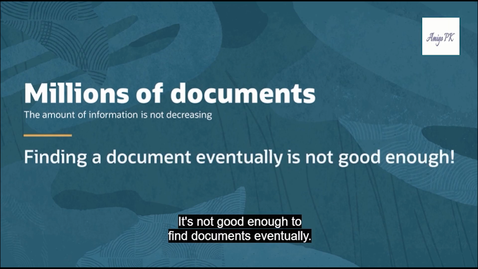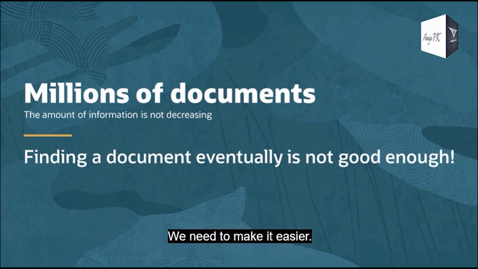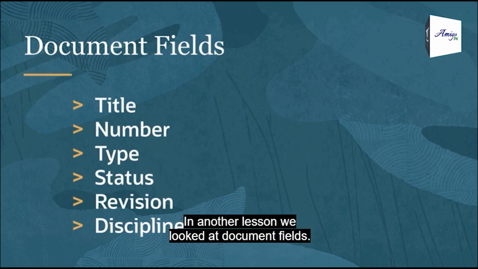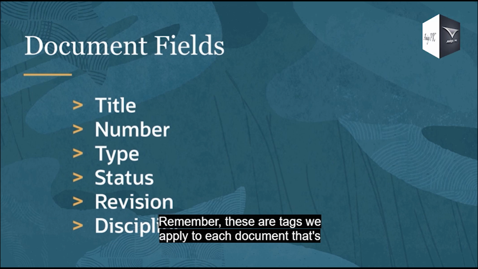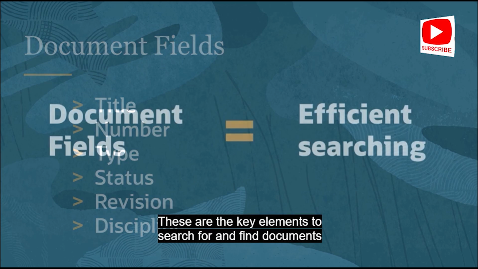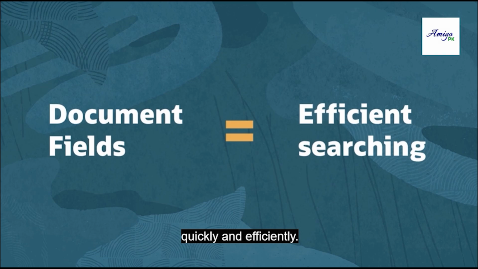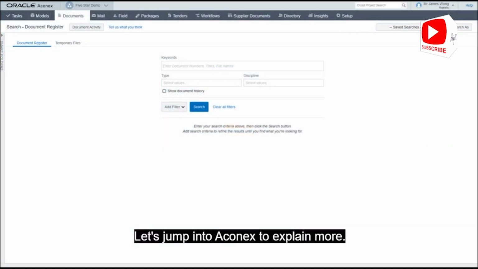It's not good enough to find documents eventually. That can result in delays and frustration. We need to make it easier. In another lesson, we looked at document fields. Remember, these are tags we apply to each document that's added to the project. These are the key elements to search for and find documents quickly and efficiently. Let's jump into Aconex to explain more.